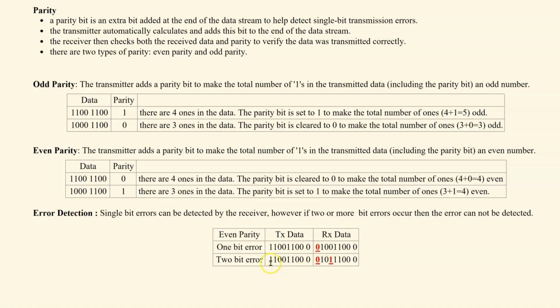So for example, we're sending the same data stream here. However, we have 2 bits incorrect, this bit here and this bit here. So now we have an even number of ones, so the receiver will think that that information was correct even though it has errors.